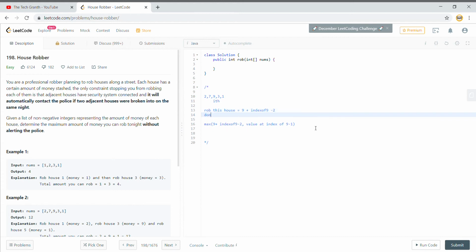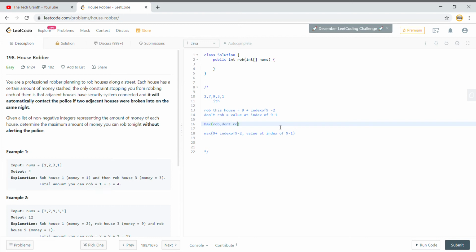If I don't rob this house, then the maximum amount of money that I can rob will be whatever is the value at index i minus 1. So till this place, whatever is the value of money that I have robbed till this house, because I'm not robbing this particular house. And finally, if at the ith position, the max that I can do will be max of rob versus don't rob.